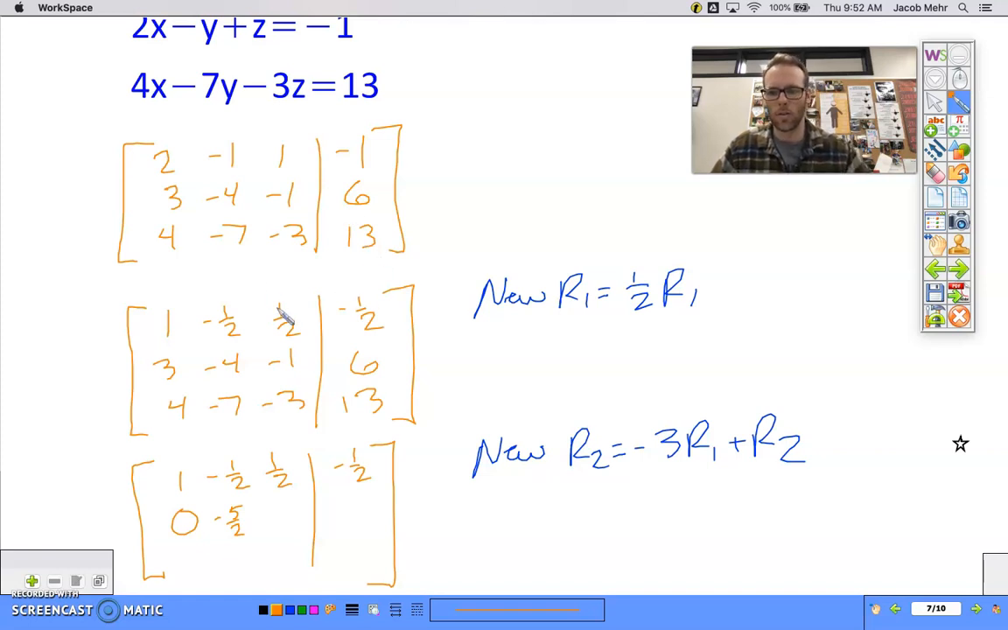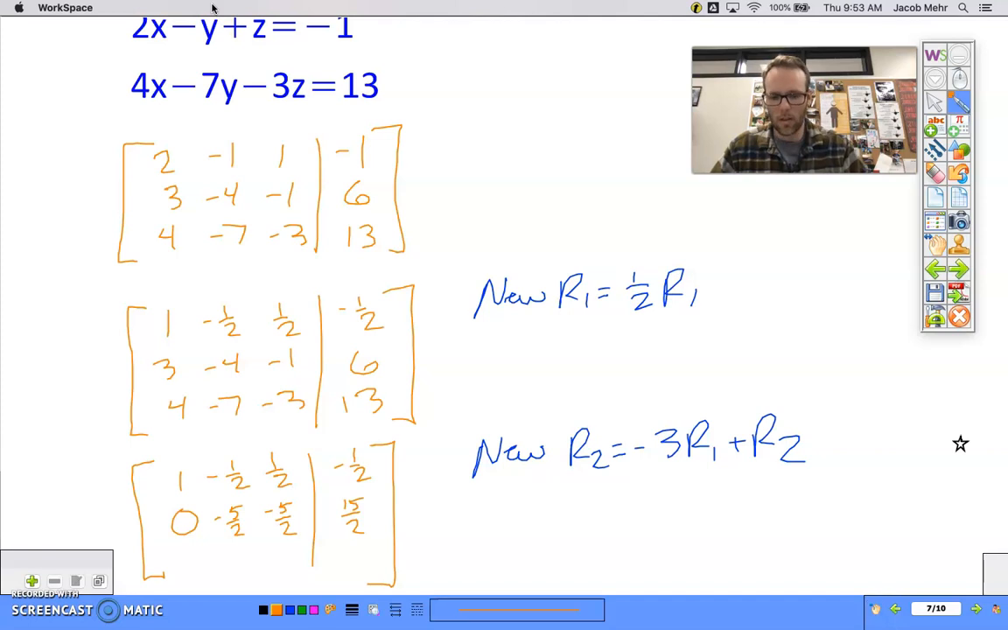Now we're going to go to the next spot. We're going to go negative 3 times 1/2 plus negative 1. That is negative 5/2 as well. And then we are going to take negative 3 times negative 1/2 plus 6. That is 15 over 2.